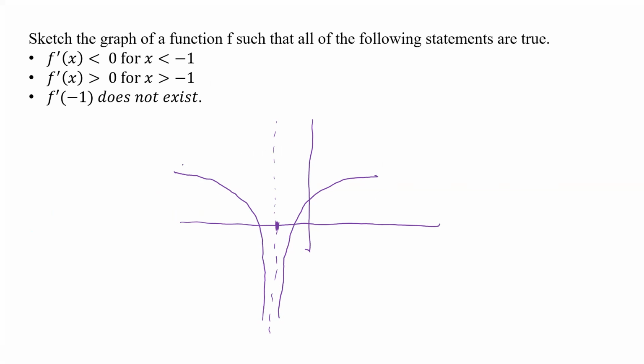So I just knew that I had to have decreasing going that direction, increasing going that direction, and I couldn't have anything equal at the -1. Okay.